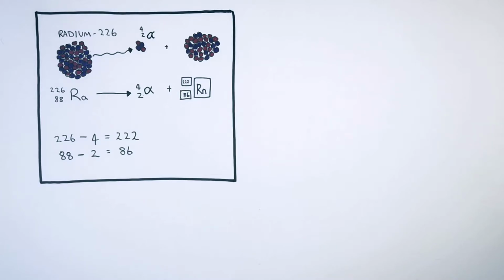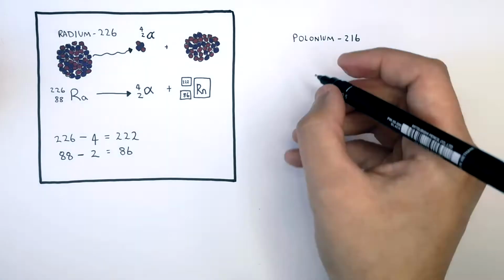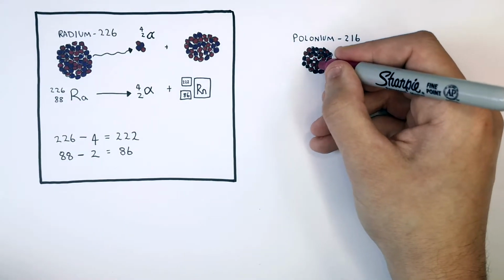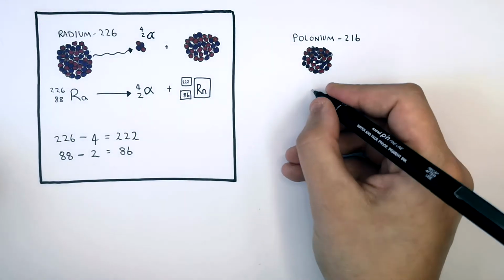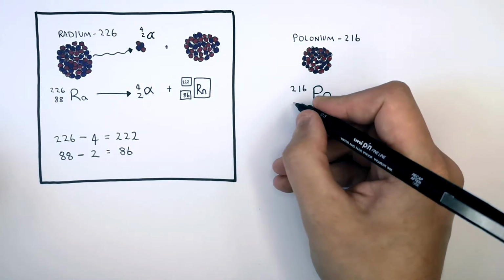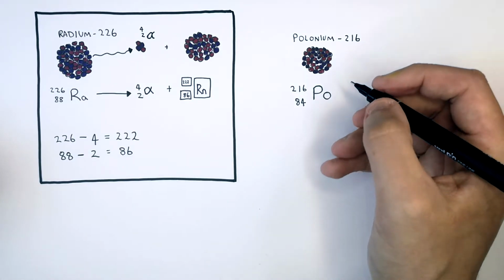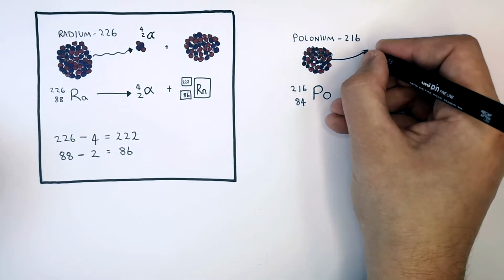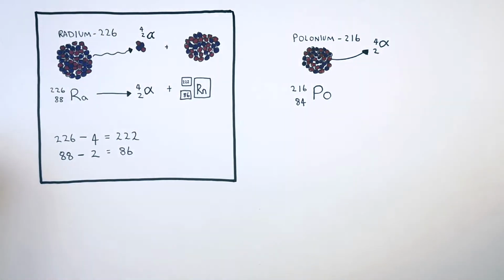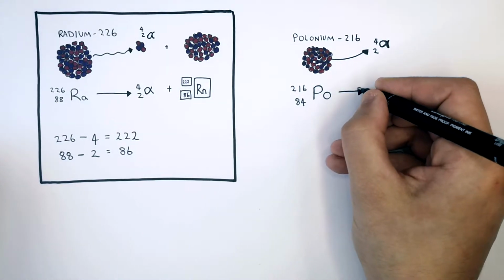I'm now going to go through another example using polonium-216, the radioactive isotope polonium-216. So polonium-216 has a relative atomic mass of 216 and an atomic number of 84. So if polonium-216 undergoes alpha decay, it's going to lose 2 protons and 2 neutrons from its nucleus.